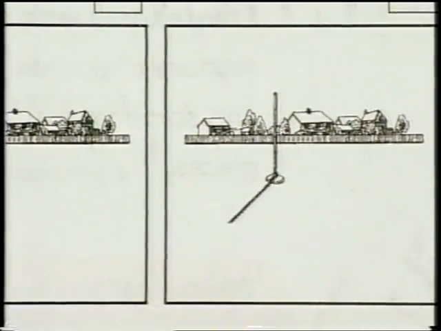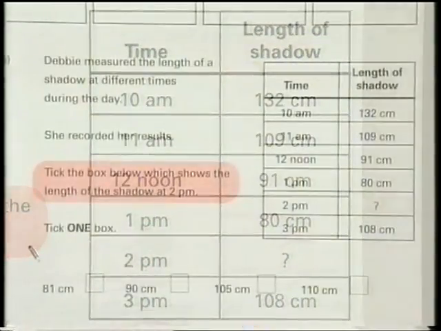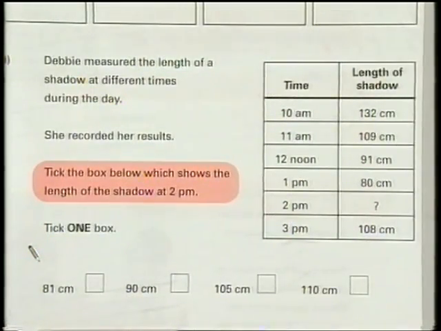She recorded her results. And then there's a table here which shows her results. And then it says, tick the box below which shows the length of the shadow at 2 p.m. 81 centimetres, 90 centimetres, 105 centimetres, 110 centimetres. How am I supposed to guess that?